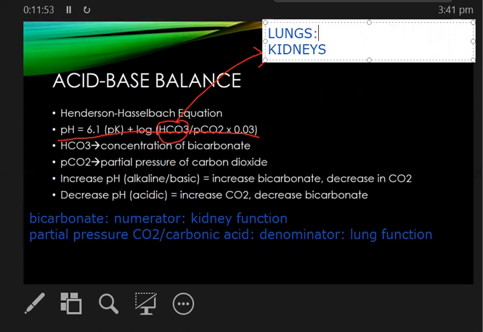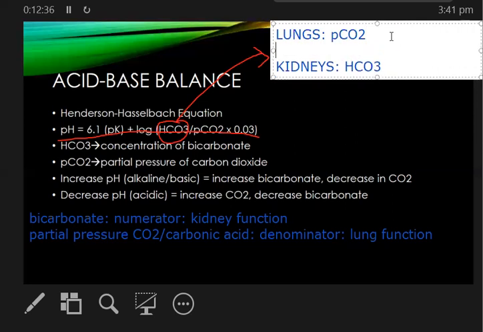Take note that the lungs exert their control over your acid-base balance by modifying the partial pressure of carbon dioxide. Your kidneys, on the other hand, exert their function in acid-base balance by modifying the concentration of bicarbonate inside the body. Another basic thing to remember, to keep it simple: the lungs control carbon dioxide, and the kidneys control bicarbonate.